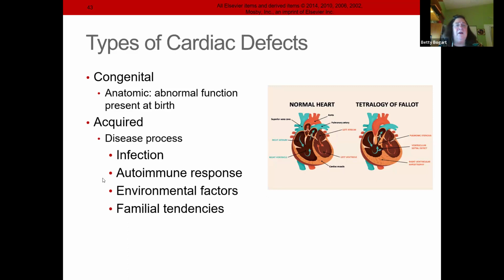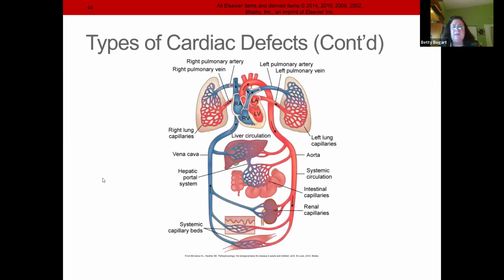And then we know there's acquired. And acquired, it's usually that infection, usually viral, and cardiomyopathies can happen. Now, this picture is in your book. And I'm going to describe one condition with this picture, and hopefully with it, you can see blood flowing.